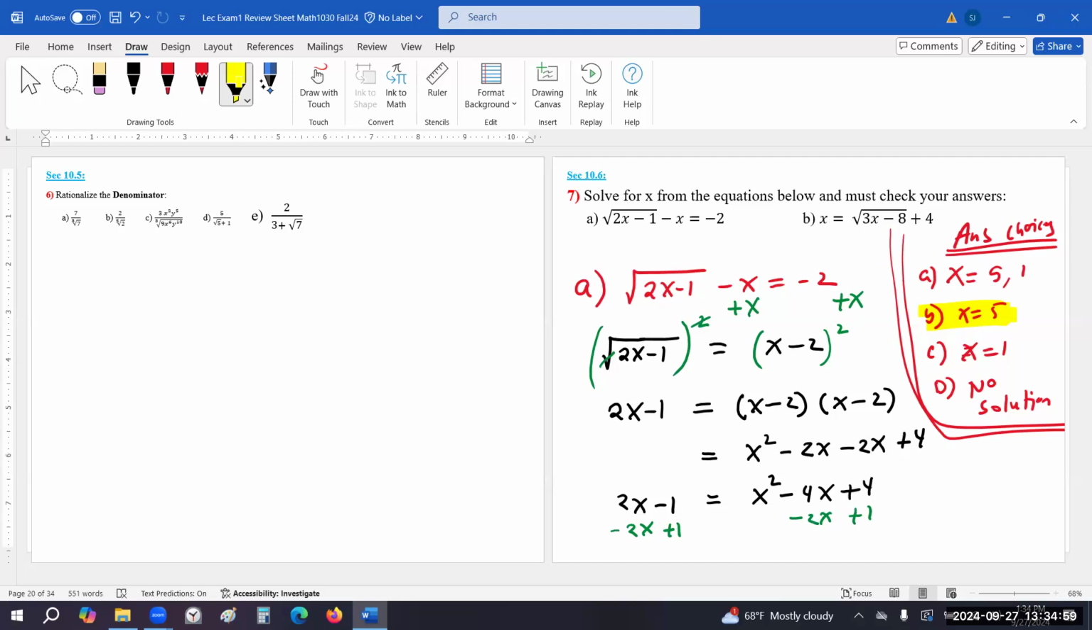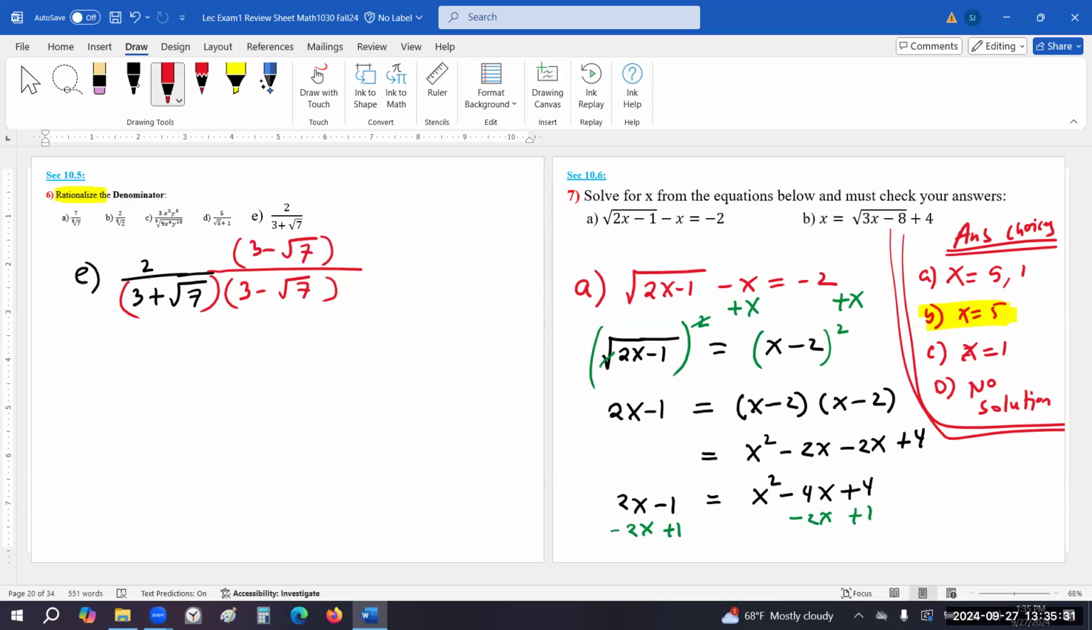So let's say we are doing E: 2 over 3 plus square root of 7. Rationalize. Anytime you see the word rationalize, it means you have to multiply by what? Conjugate. So what's the conjugate of the denominator? 3 minus square root of 7.